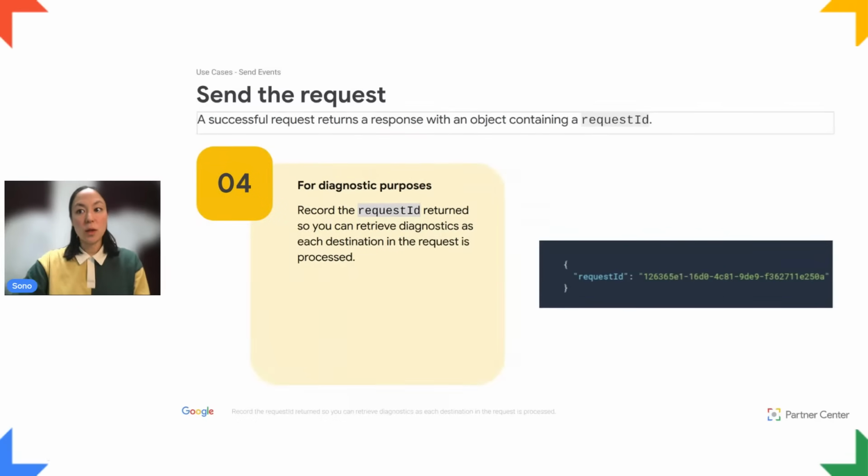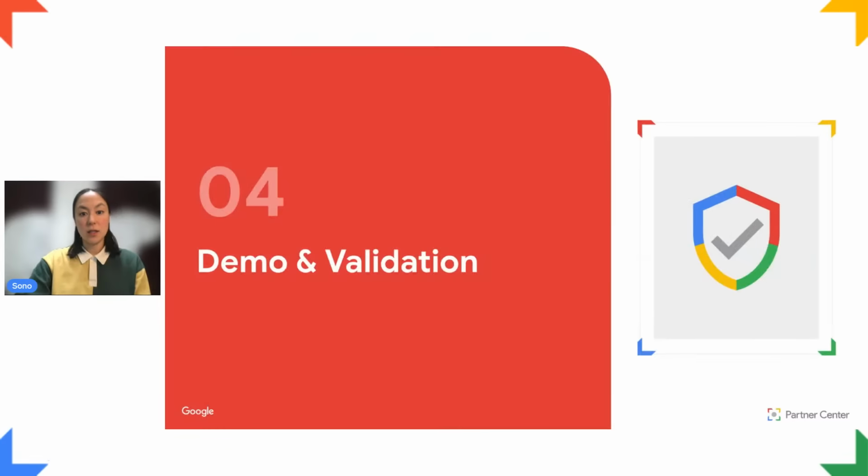Again, if you want to test and to further troubleshoot, all of those provide you a so-called request ID, which you can use later to see the particular error response logs. I'm going to jump now, just to give you an example of how it would work, to the demo and validation.